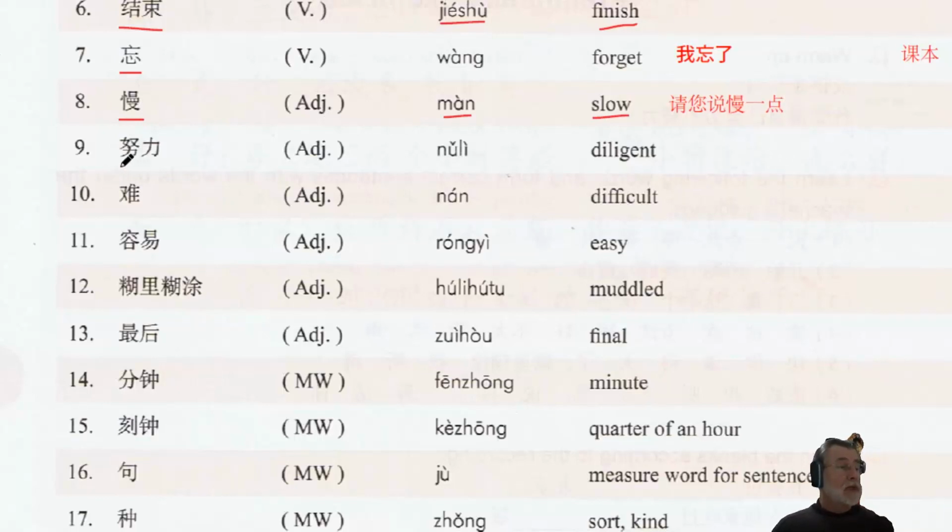This is a word that we actually talked about, I think, in class last week or the week before. Diligent, 努力. So you could say, for example, 他学习很努力. So he or she studies very diligently. 努力.